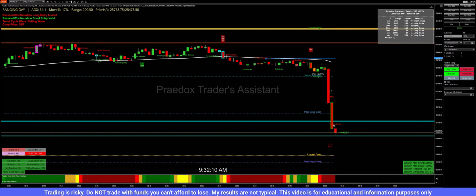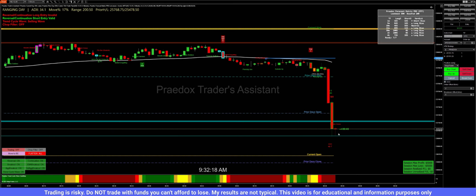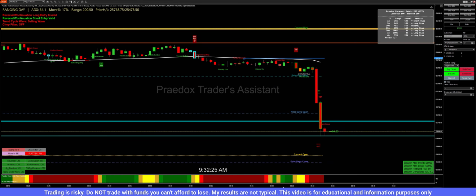Now I'm going to be looking for some possible bullish price action to the upside if we get a bounce here. So a pin bar, tweezer, something that is a strong bullish bar, if we even get one.